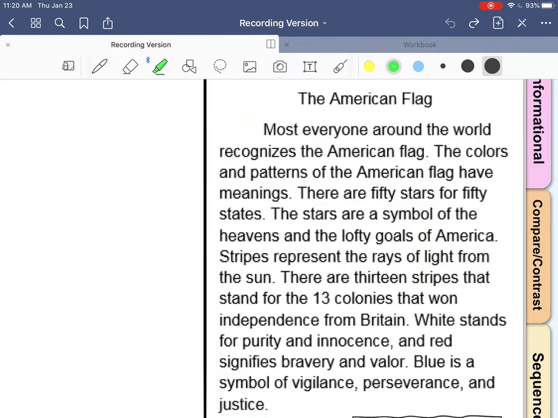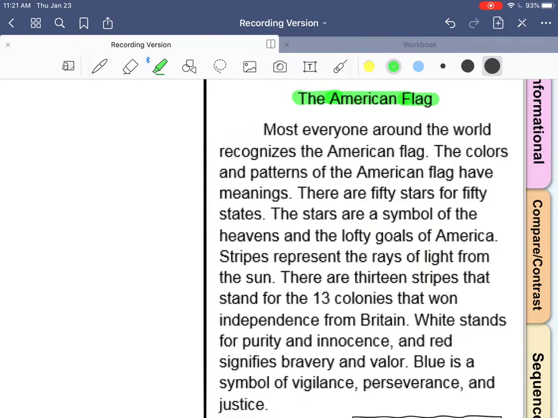So in 2 words, all you can use is 2 words, what is this story about? And a lot of people will tell me flag, which is true, but we need to be specific. Whose flag? American flag. And you can go ahead and use the word the if you want to. So the topic of this passage is the American flag.